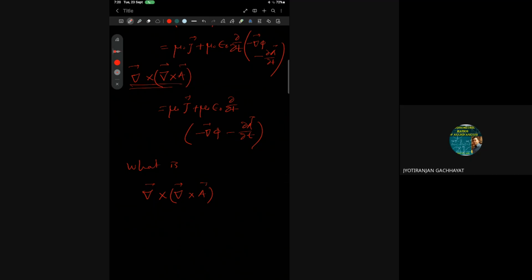Everyone please try this. It is simple; I have already told you two identities. I can recap: del by del x, del by del y, del by del z, and you calculate and tell me the end result. A vector could be equal to ax i cap plus ay j cap plus az k cap. Try to find out the value. Take 5 minutes, work it out and tell me.